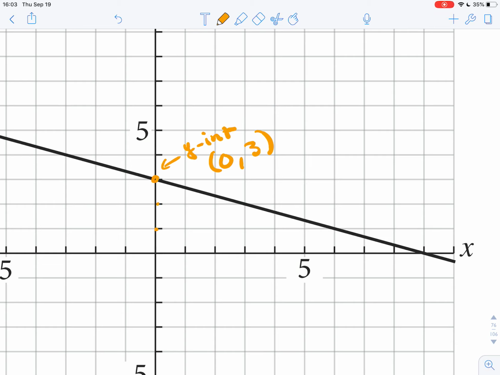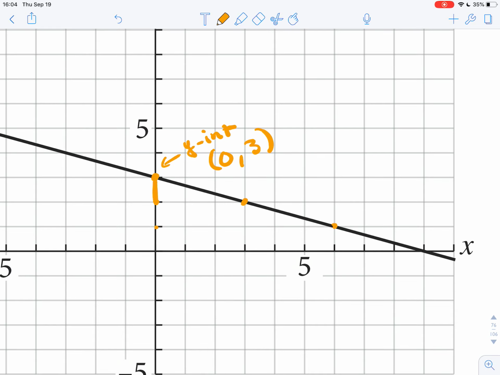And we can use that point, and then we can use any other point that we want, and we could solve for the slope. Or since it is graphed, we can just count the rise and the run. So the rise is -1, and then the run goes 1, 2, 3. That's going on the x-axis, that's positive, so that's 3.